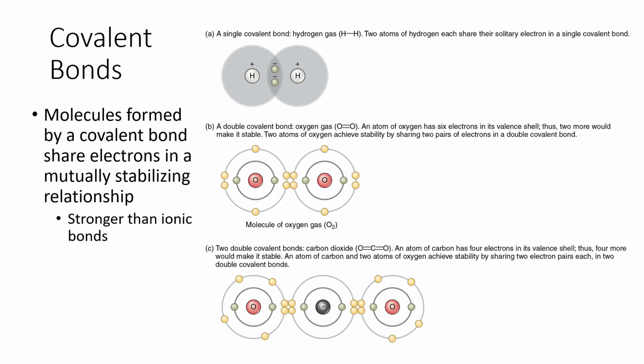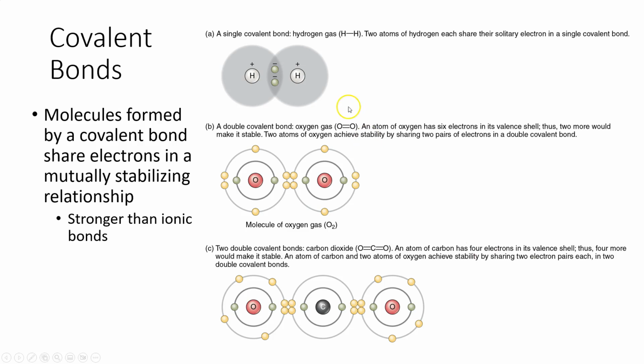Another type of bond is a covalent bond. In covalent bonds, molecules are formed by sharing electrons in a mutually stabilizing relationship. Because there's this close sharing of pairs of electrons, where you have one electron from each atom, covalent bonds are stronger than ionic bonds.